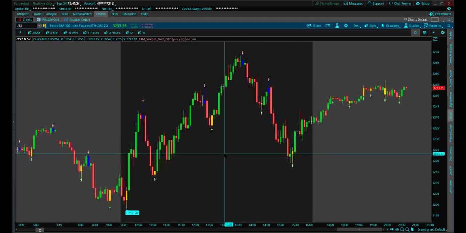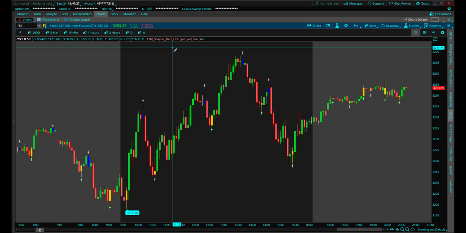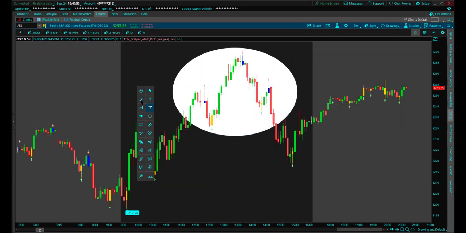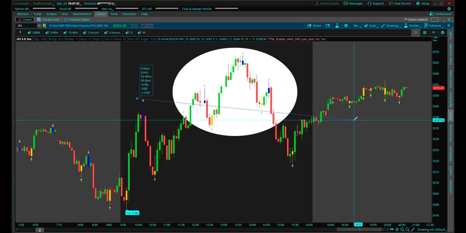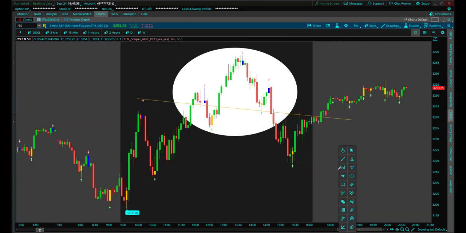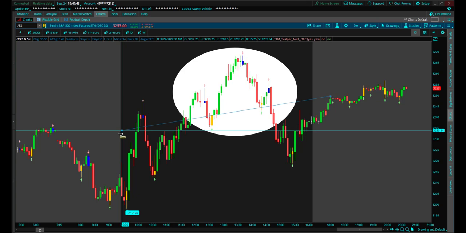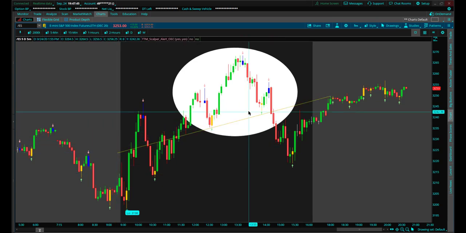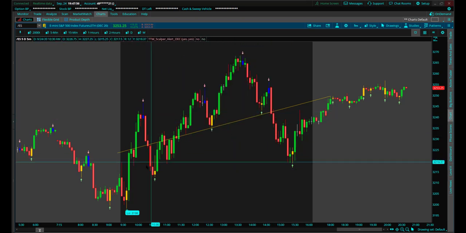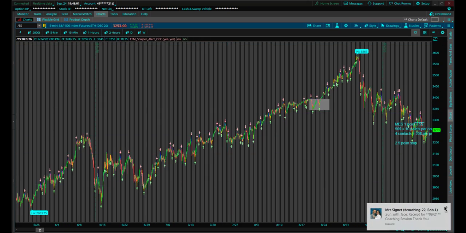If you can't see the head and shoulders, let me help you point it out. And there is the neckline break. This head and shoulders is a little weird from the perspective that the slope for the neckline break is actually the other direction. So let's draw it this way. So there's the left shoulder, head, right shoulder, break of the neckline. There's the trade opportunity.